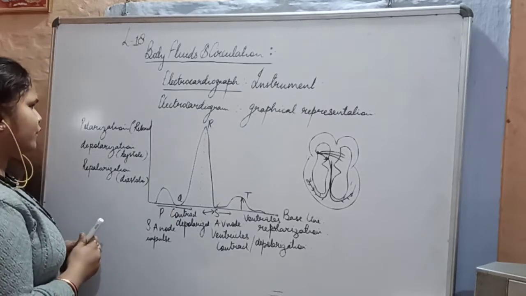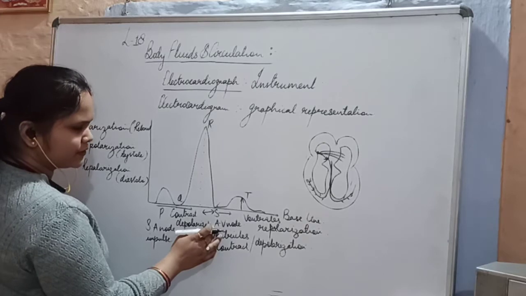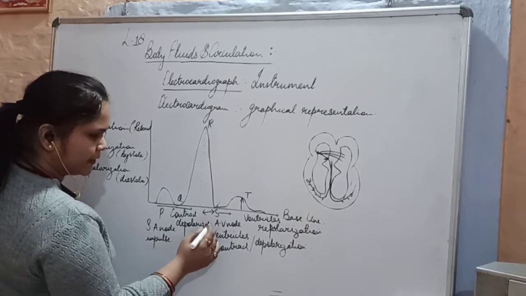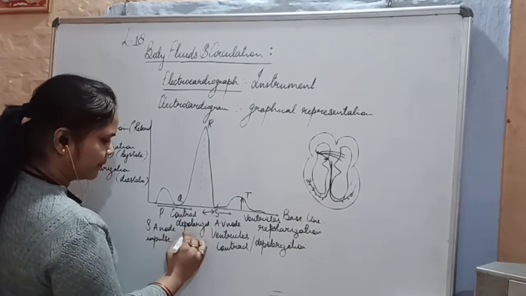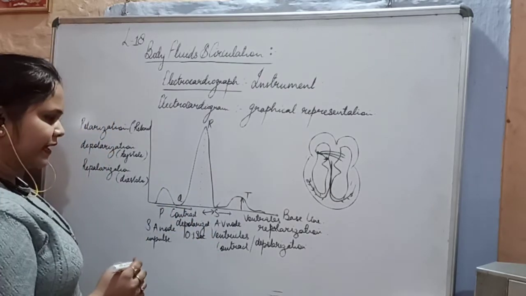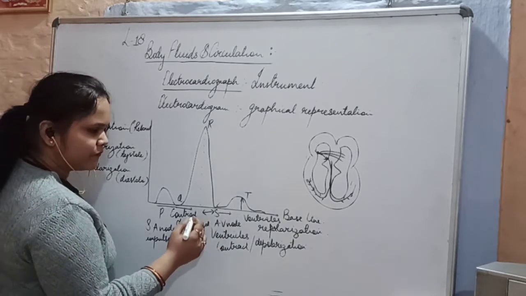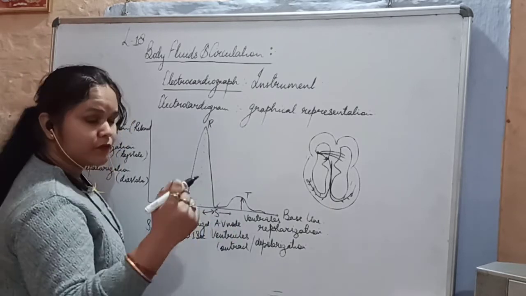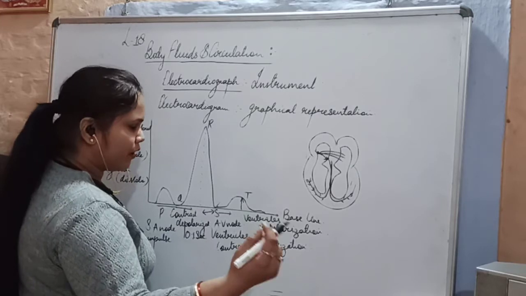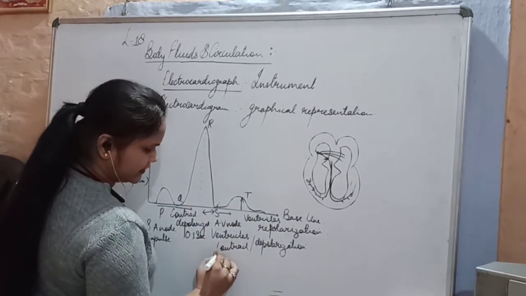So as we all know, the time period for the auricles to contract, what was the time period? It was 0.1 second, and during this time period our ventricles are relaxed. And for the ventricles to contract, the time period required was 0.3 second.